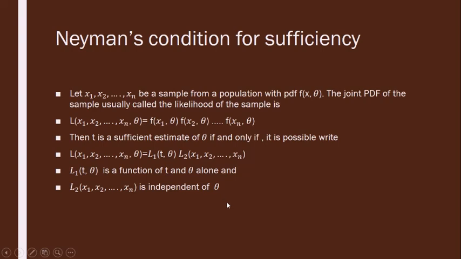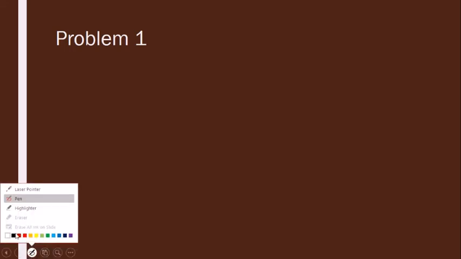Now we will move on to a problem and apply the factorization theorem, and let's see whether we can represent the whole thing in terms of the likelihood function and whether it satisfies the Neyman factorization theorem.